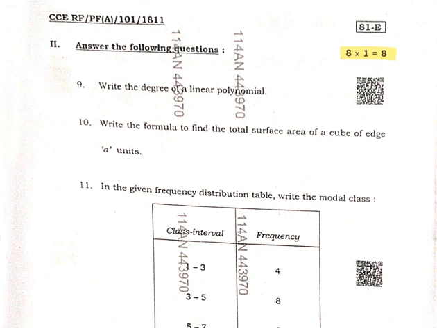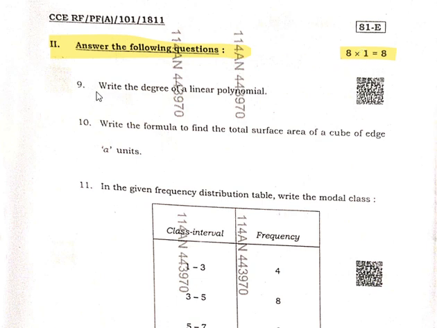So, in the last class, we discussed the SSLC March 2025 final exam question paper. In the last video, I uploaded the MCQs, that is, the multiple choice questions and answers. In this video, I'm going to explain the second main, that is, answer the following questions. In this main, each question carries 1 mark. Totally 8 questions are there, so each question carries 1 mark.